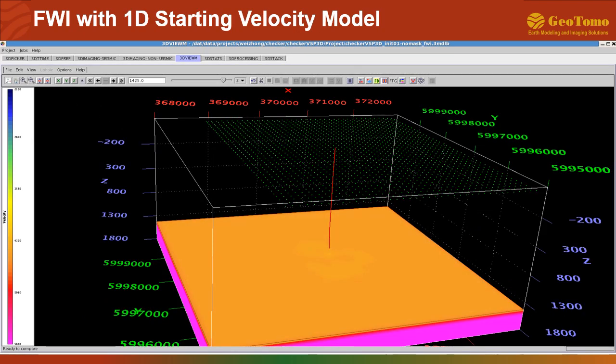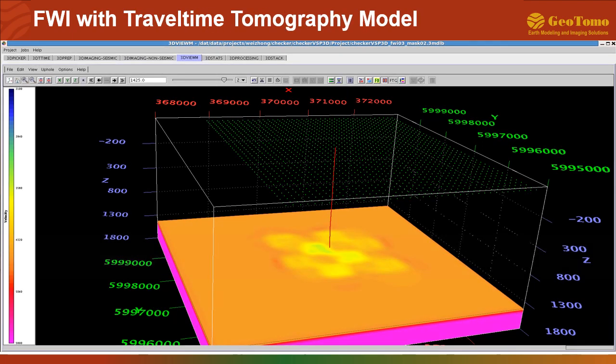Here is the FWI model at the depths where I have checkerboard anomalies. I ran only 15 iterations of FWI. Using a 1D model as starting model, you could barely see the checkerboard anomalies. I could run more iterations of FWI to improve the result, but if I run the same number of iterations using a better starting model that has the lateral velocity variation in it, the next slide will show you the FWI result at the same depth. Now we start to see the checkerboard anomalies.